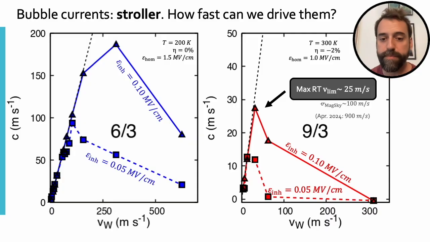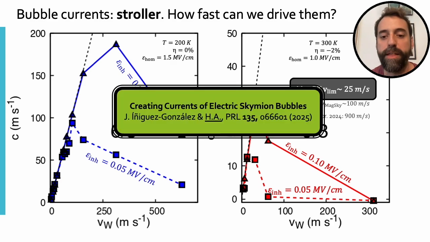Just to give you some context, the maximum speed that had been achieved for magnetic skyrmions, which are the magnetic counterpart of everything that I'm showing here, was about 100 meters per second until 2 years ago. Two years ago, this record was clearly broken, and now they can go almost at 1,000 meters per second. But we know that there is much room for improvement in the electric bubble case, because as I told you, we have made no attempt to optimize these numbers.